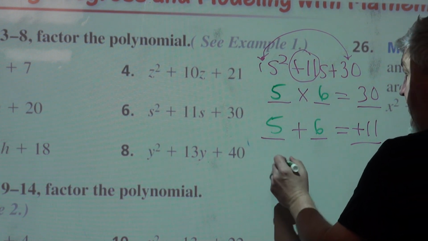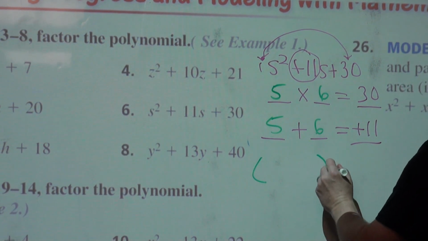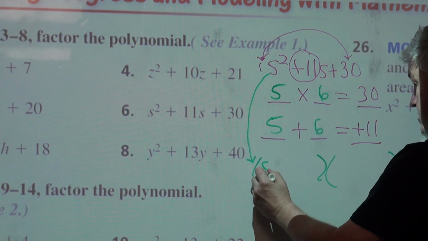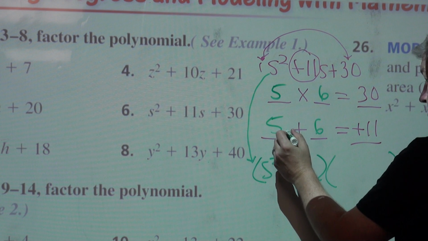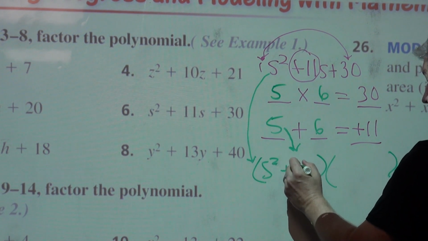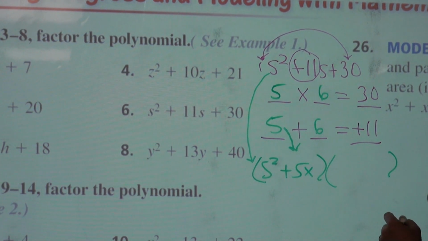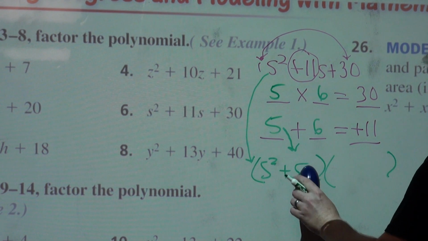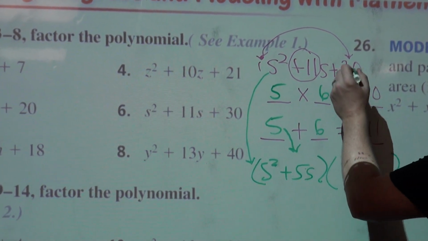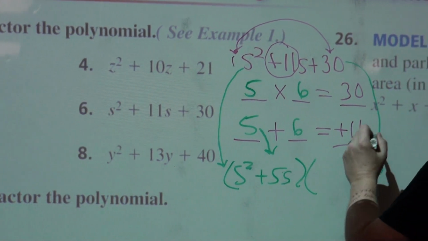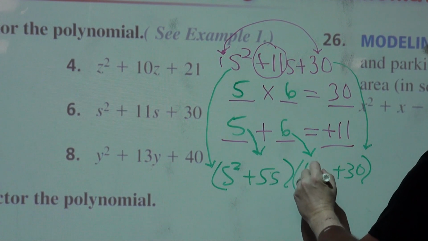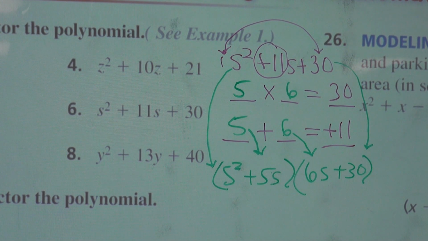Okay, so we come down here now and we write our brackets. Drop down the s squared. Drop down the first number and add a variable to it. And it's a positive 5, add the variable x. Oh, sorry, the variable here is s, sorry. So s squared plus 5s. Over here, drop down the number with the sign in the second side, and then drop this number down and add the variable to it. So 6s plus 30, okay?